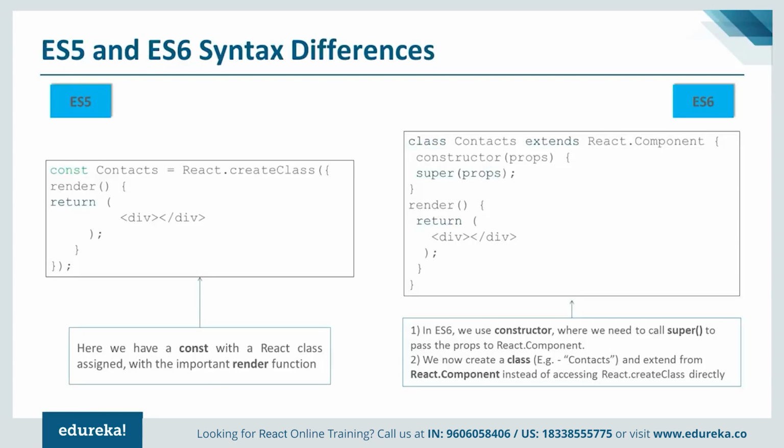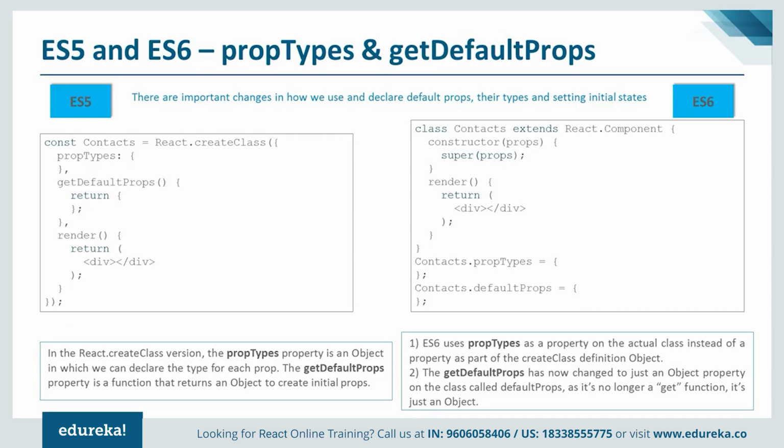First and foremost, let's get started again very quickly. First difference, syntax: no more React.createClass as it was in ES5. Now we use React.Component, or specifically a class name which extends React.Component. The second difference, propTypes and getDefaultProps. The propTypes property is an object in which we can declare the type for each prop. Now we declare this inside the constructor.